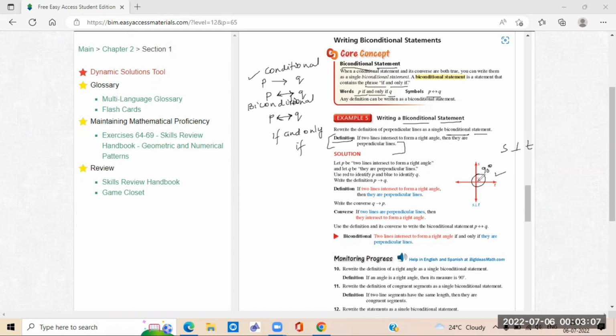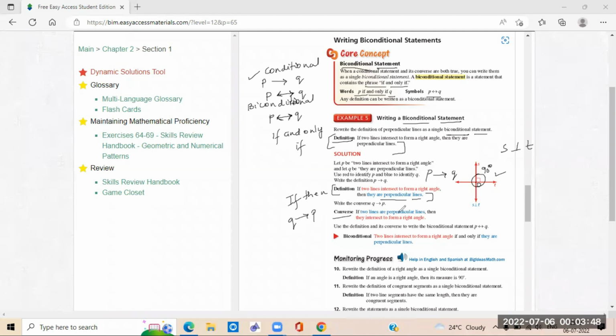If the two lines are intersecting, this is the point of intersection, you can take it as O, and if they are intersecting at a right angle, then they are perpendicular lines. This is going to be the definition. Now, how do we write this? First, we write it in the conditional form, P implies Q. That is, if two lines intersect to form a right angle, then they are perpendicular lines. The definition is first written in if-then form, which is the conditional statement. Then you write Q implies P. That is the converse of the statement.